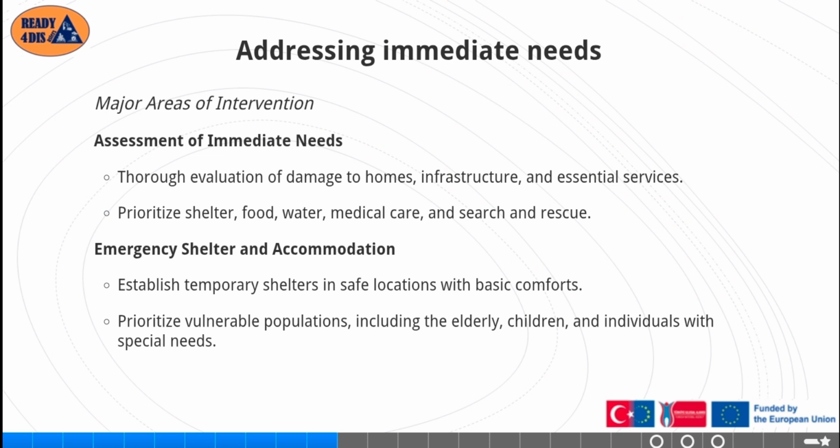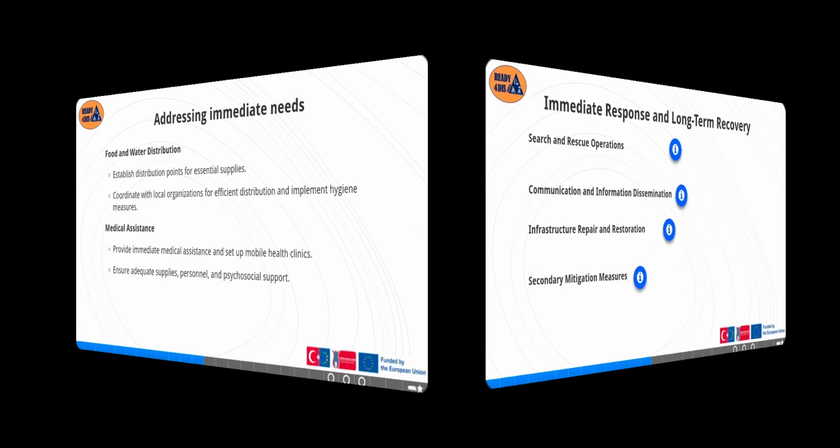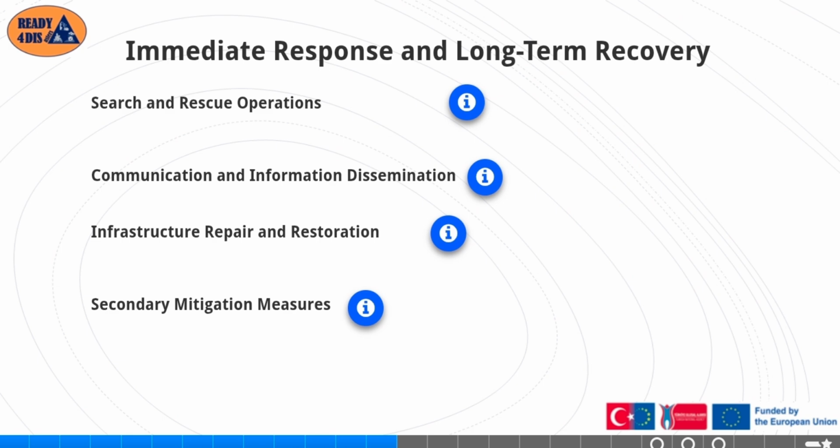Emergency shelter and accommodation. Temporary shelters are established in safe locations with basic living conditions. During this process, vulnerable groups, such as the elderly, children, and individuals with special needs, are given priority. Food and water distribution. Setting up distribution points for essential supplies and coordinating with local organizations to ensure efficient distribution and proper hygiene measures. Medical assistance, providing immediate medical care, establishing mobile health clinics, and ensuring adequate supplies, personnel, and psychosocial support. Immediate response and long-term recovery.